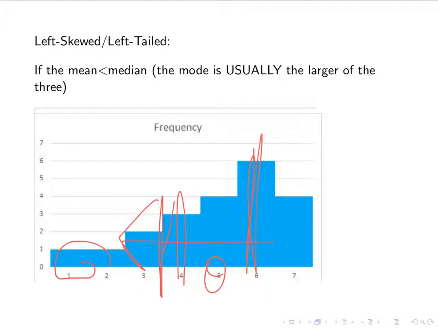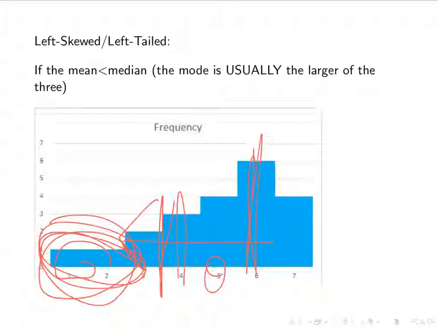Now it's called left-skewed or left-tailed because there's this extra amount over here on the left. A lot of people want to call this right-tailed because most of the data is on the right, but remember, the tail of the function, the little bit that's left that's dragging behind, is on the left. So that's why this is left-skewed or left-tailed.